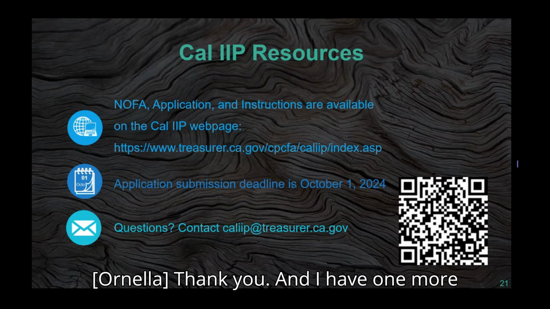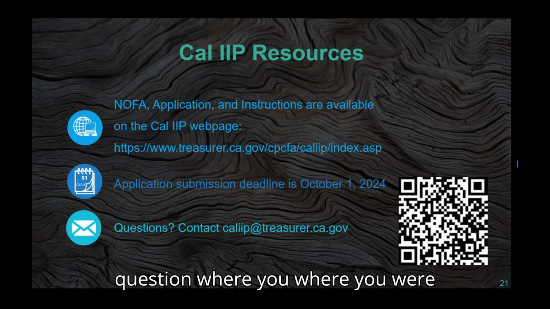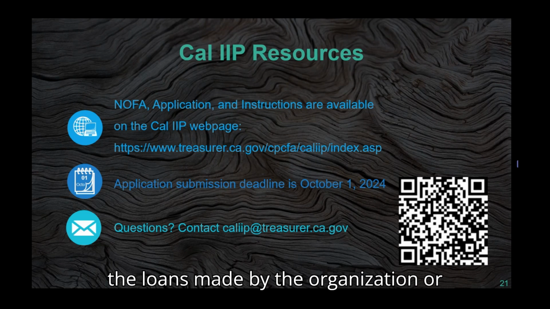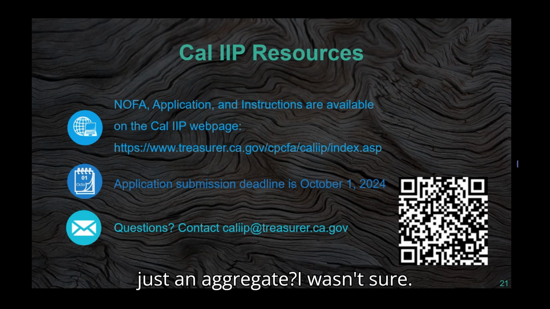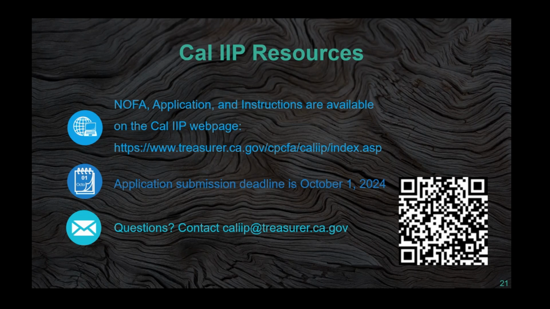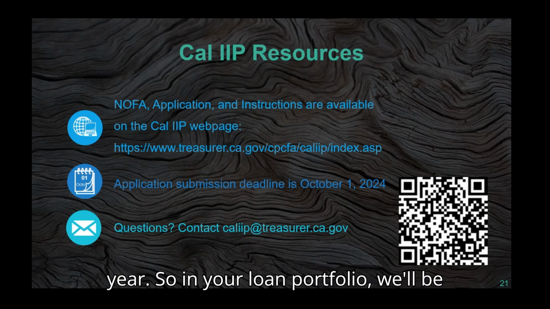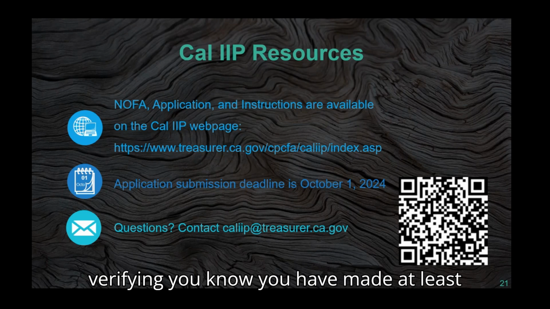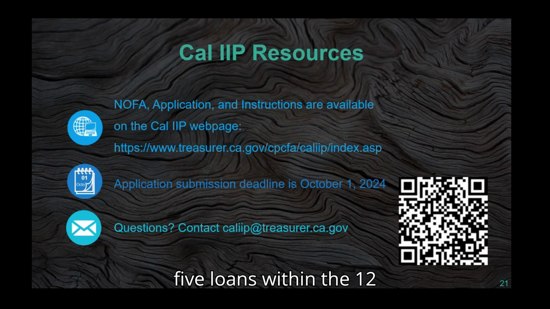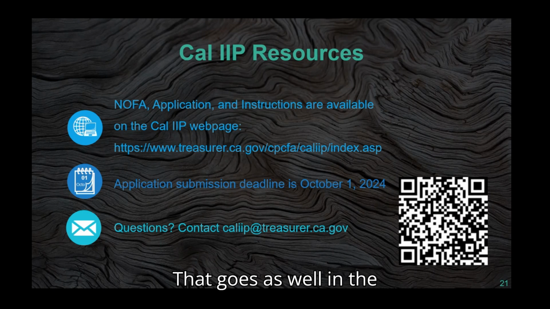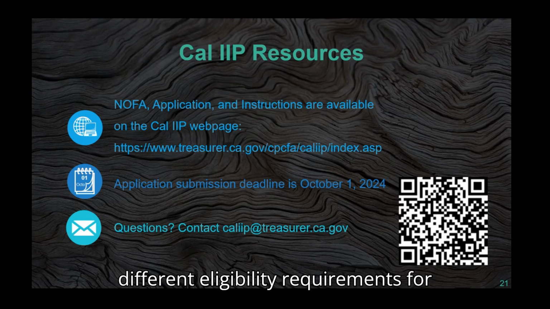Thank you. And I have one more question. Of course. Where you were requesting information about the loan data, is it that you need all the loans made by the organization or just an aggregate? I wasn't sure. So it depends on the requirement. So if you look at the eligibility requirements, you have to have 5 loans in the last year. So in your loan portfolio, we'll be verifying you have made at least 5 loans within the 12 months prior to applying. And that goes as well in the different eligibility requirements for the different tiers.